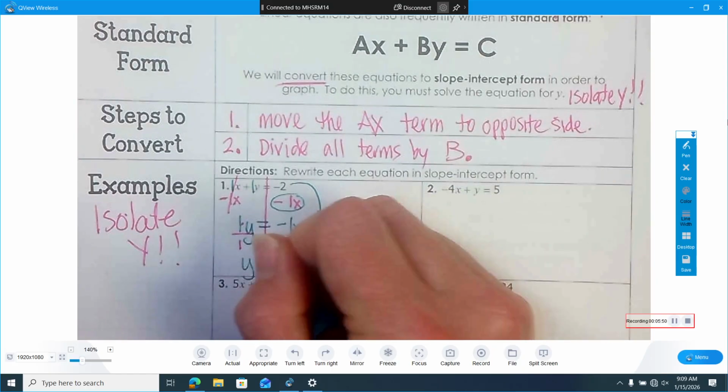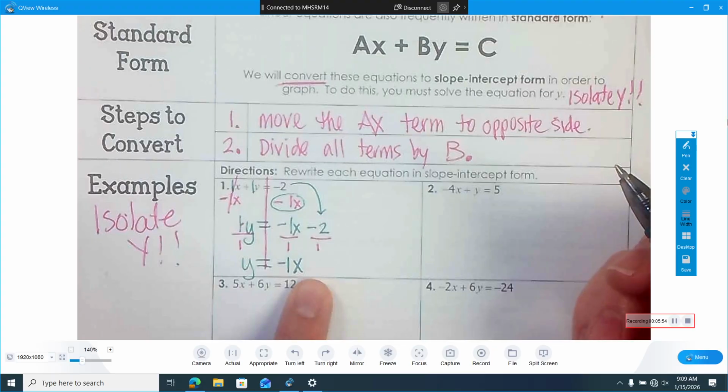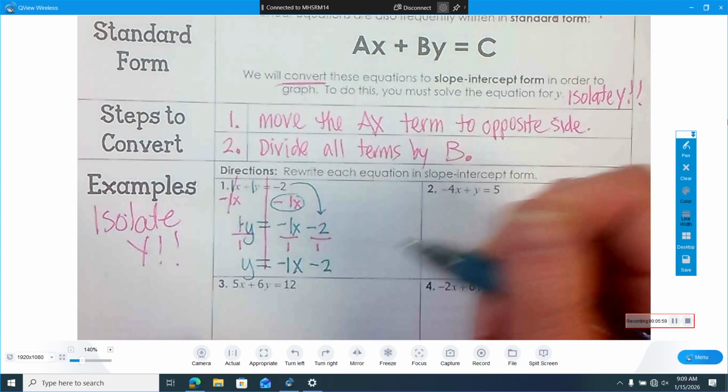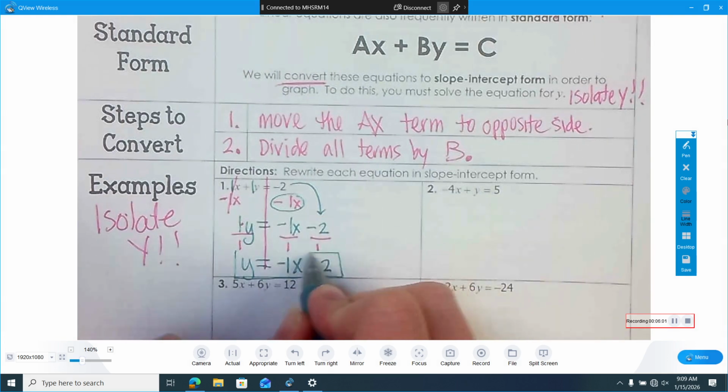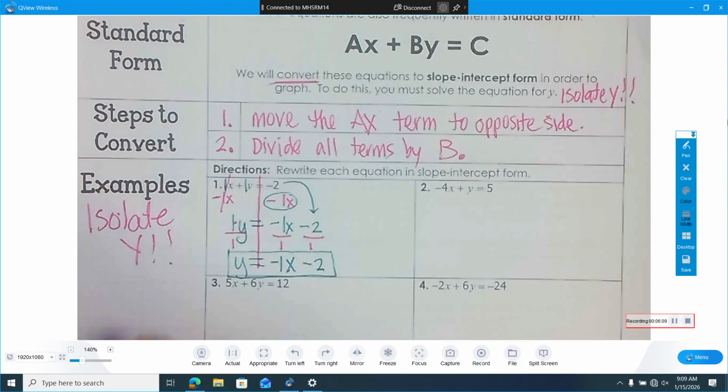Negative 1. Yeah, that was not a trick question. And what is negative 2 divided by 1? Negative 2, yep. All right. And that is slope-intercept form, y equals mx plus b. All right, let's try another.